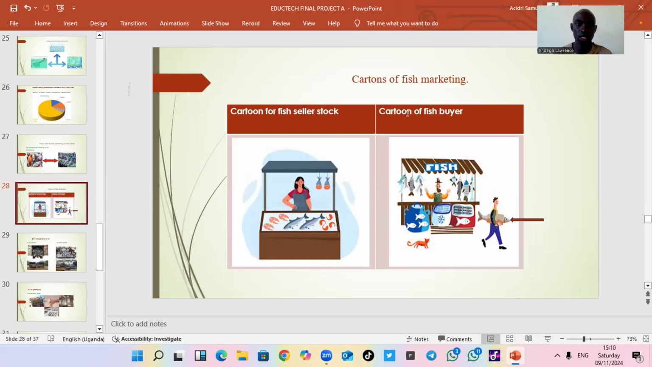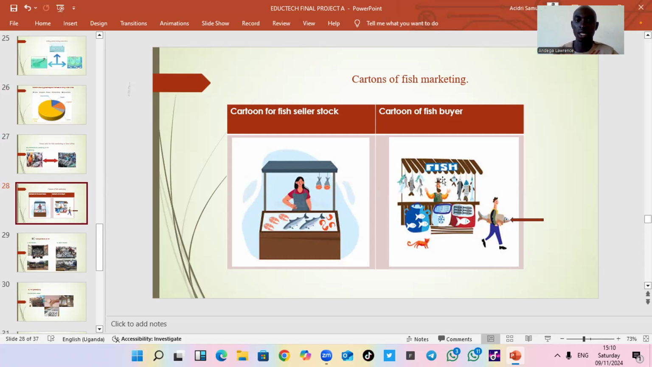Under fish marketing, we also have always two concepts. There are those buyers, those are people who come and they buy fish, and there are those sellers. We can see from these cartoons that the first cartoon, where there is a picture showcasing a seller selling fish, illustrates how fish marketing is done, especially in the marketing of fish.